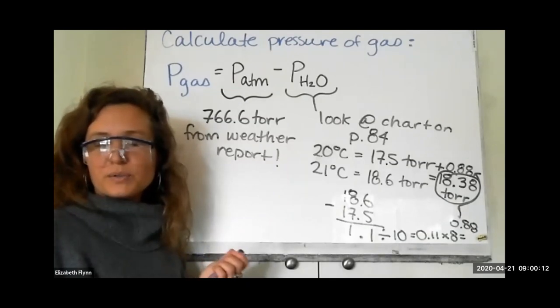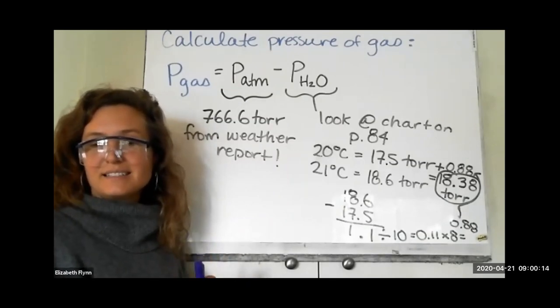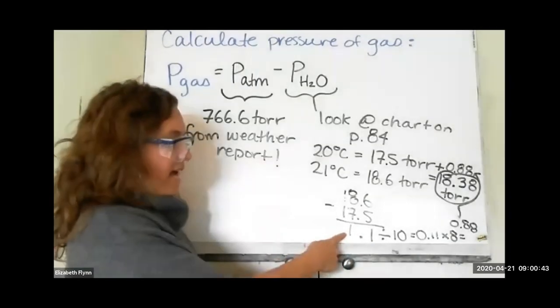Do you care to share how you got that, Yanit? Yeah, I found what 1 Celsius was equal to in torr. So it was 1.1, and then I divided that to find out what 0.5 was equal to, and that was 0.55 torr. So then that means that 0.1 Celsius would equal 0.11. And then we needed 20.8, so I multiplied that by 8, and that would give me the 0.8. Yep, exactly what we did here.